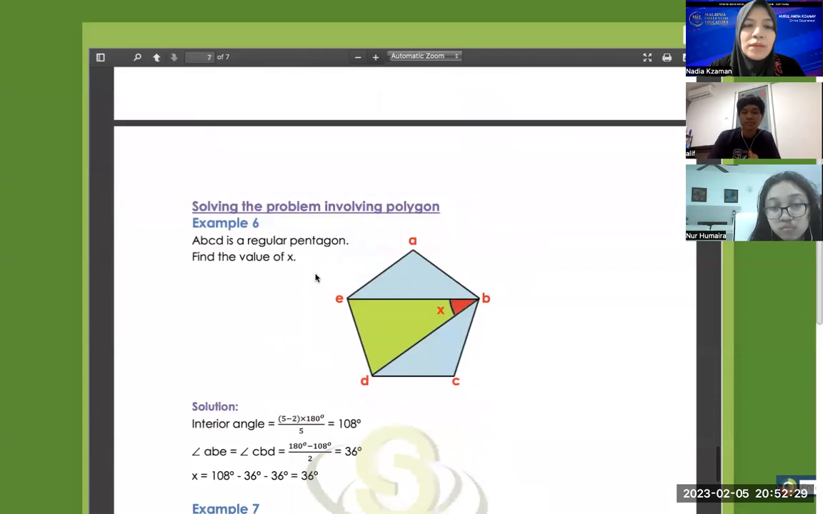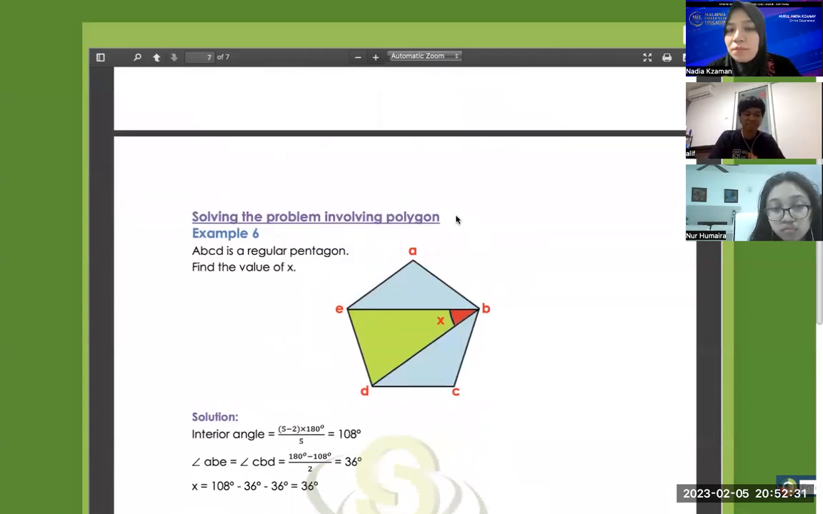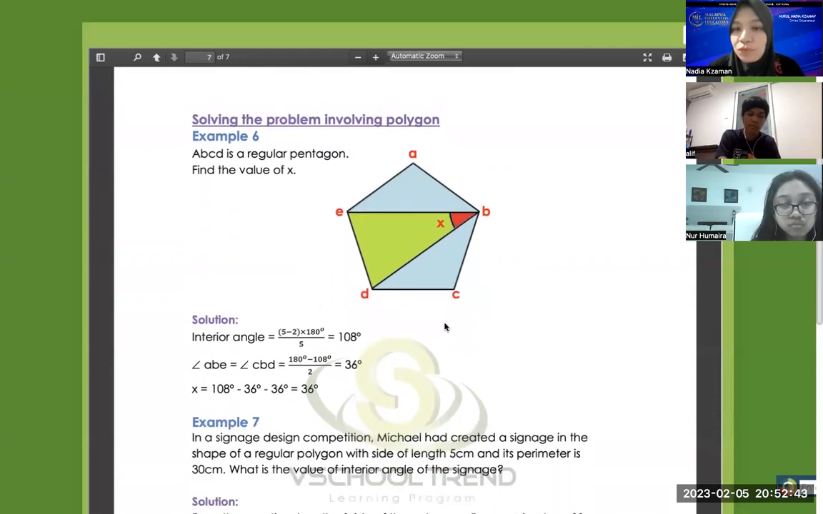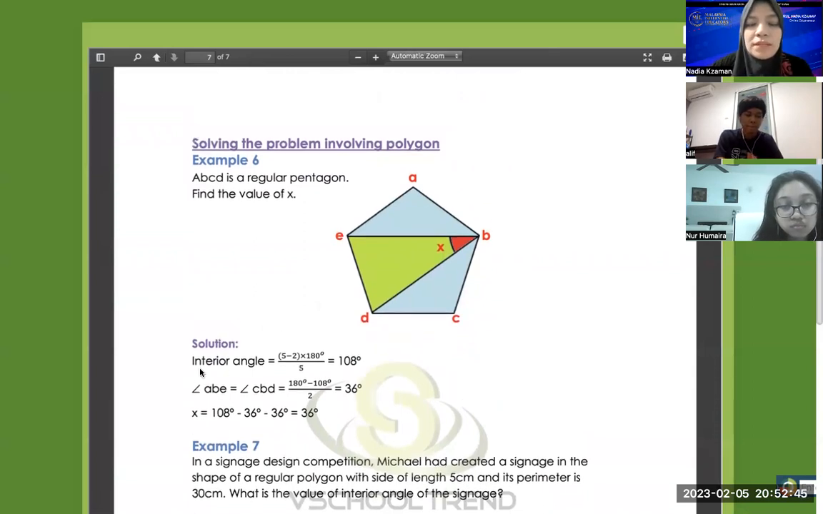So the next one is about solving problems involving polygons. Here we have A, B, C, D, E as a regular pentagon, and we have to find the value of x. How are we going to find this? The first way is in terms of interior angle. Remember, for interior angle we have the number of sides: 5 minus 2, times 180 degrees, and divide by 5.